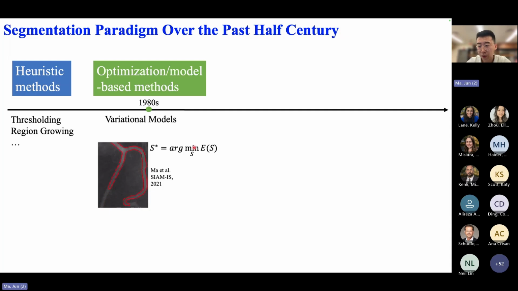From the 1980s, with the development of variational models, segmentation was usually formulated as an optimization or mathematical model-based task. We first define an energy functional with regard to the segmentation contour. Then an optimization algorithm is designed to solve it, and the corresponding minimizer is the final segmentation contour. Those models are transparent, but they cannot directly learn from large-scale datasets.